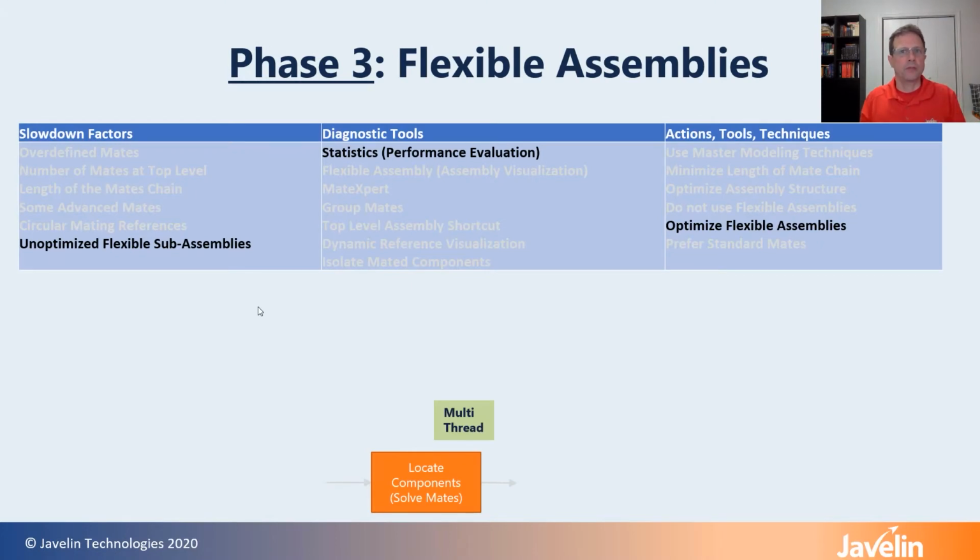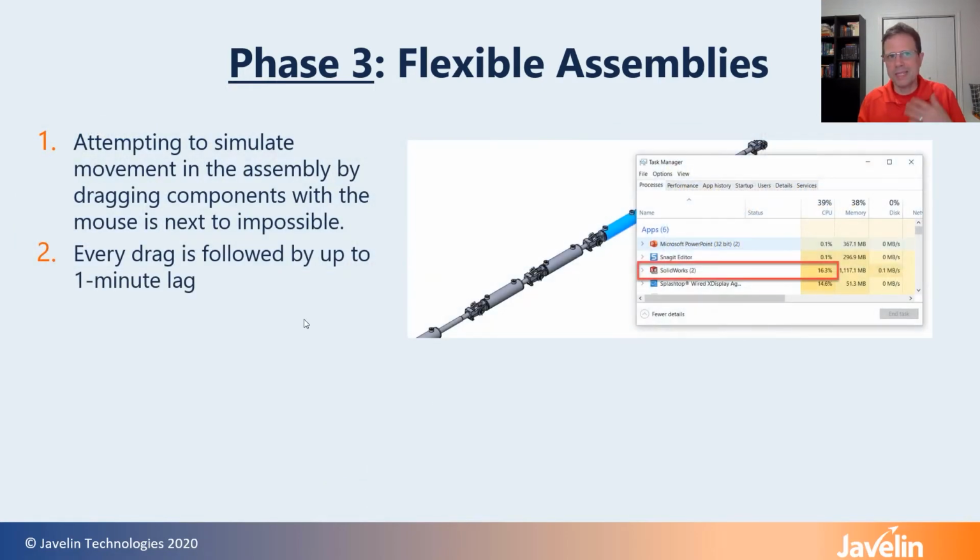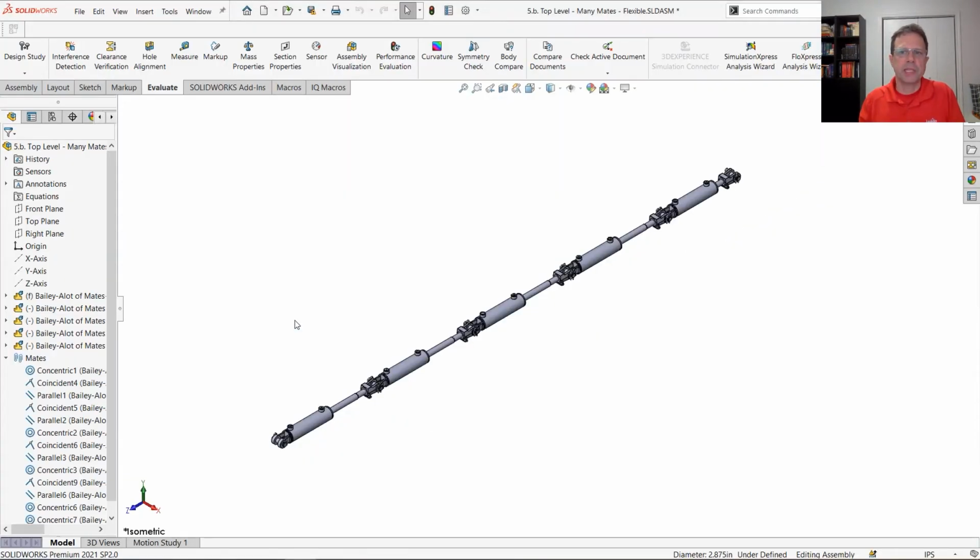Next major factor of slowdown is the use of unoptimized flexible assemblies, which actually tell us very frequently that they are giving you grief. So what is the symptom? You try to drag something and you find out that it barely moves, or you might get all kinds of errors in the mating scheme. What I have here is the same assembly inserted 5 times. All instances are flexible assemblies.